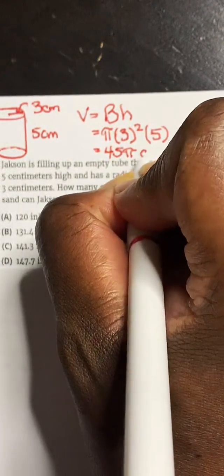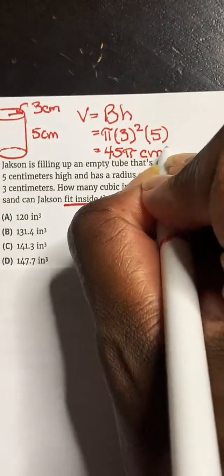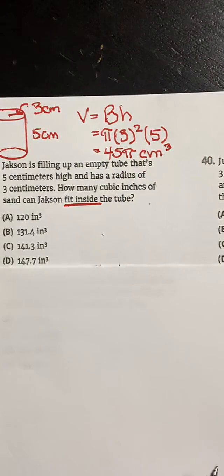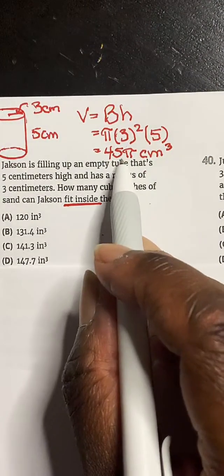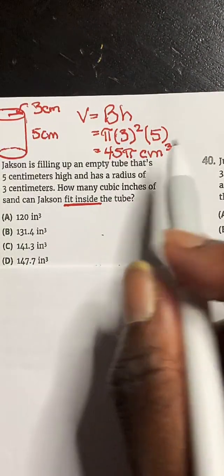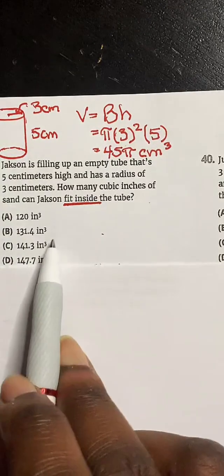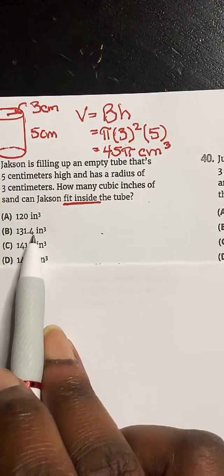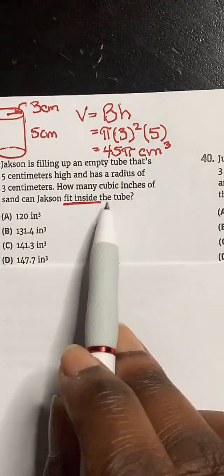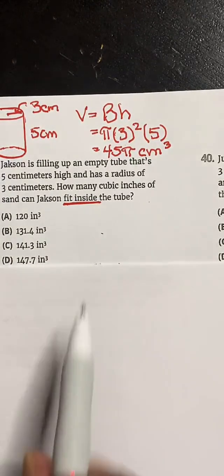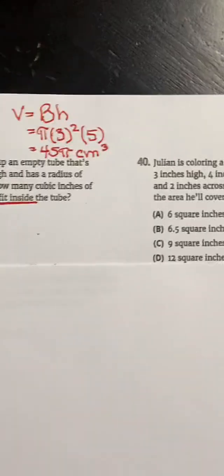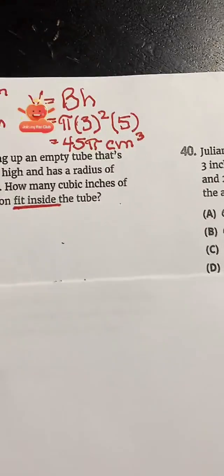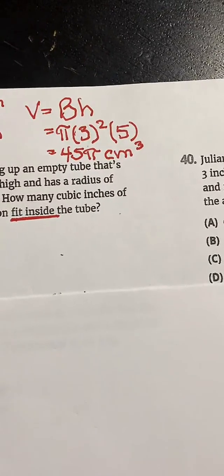But this is going to be in cubic centimeters. So if I multiply 45 pi, or 45 times 3.14, that will give me close to this. But here's the thing. We have to convert, one second. We have to convert from centimeters to inches.